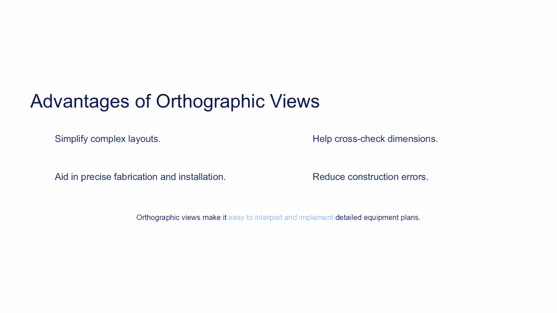Inspectors rely on orthographic views to verify compliance with codes. Maintenance staff also benefit, as these views remain a reliable reference long after construction is complete. In short, orthographic drawings bring clarity, accuracy, and long-term usability, which are vital for smooth hotel operations.